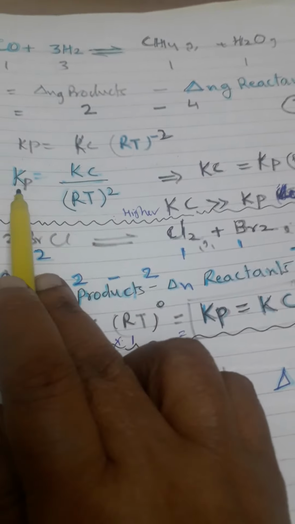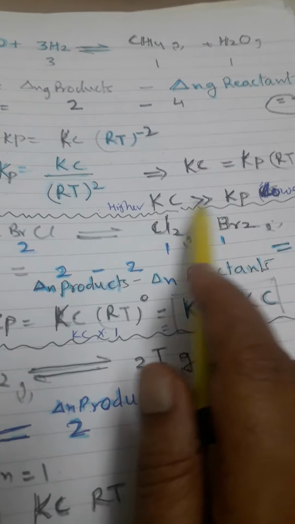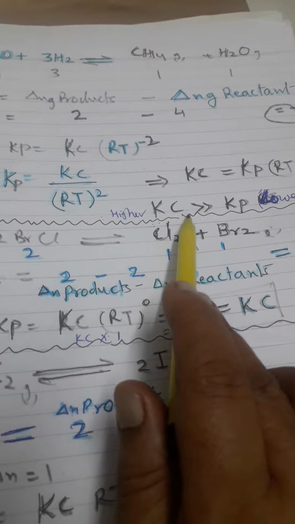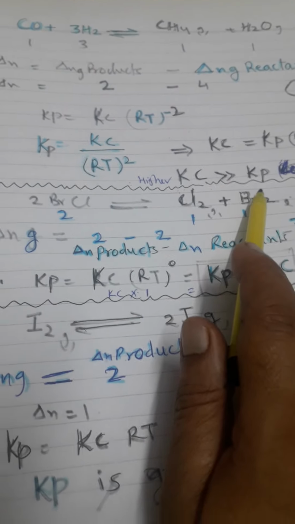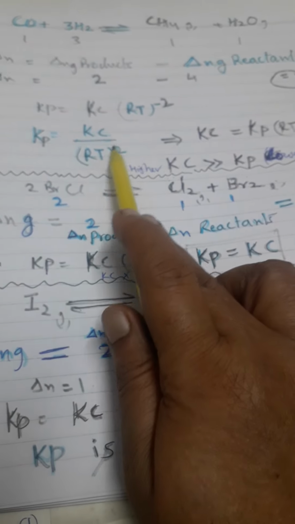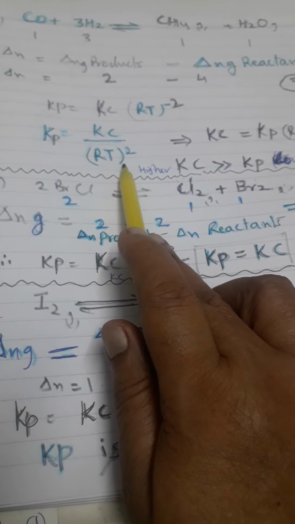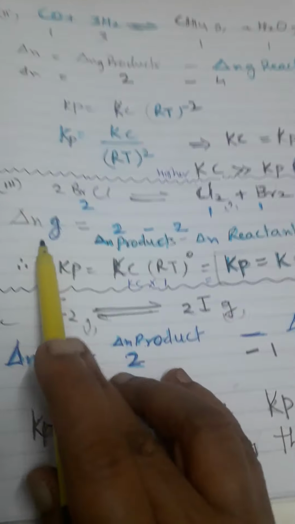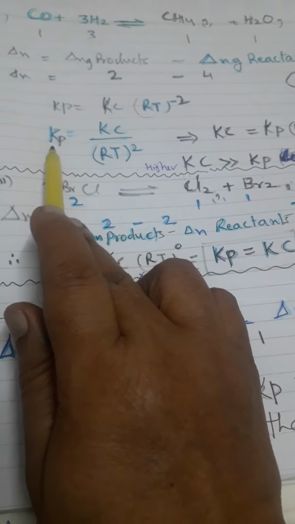What does it mean? That Kp is much lower than Kc, or you can say Kc is much higher than Kp. Okay, because when Kc is divided by the square of RT, (RT)^2, then we'll get Kp. So Kp will have a lower value.